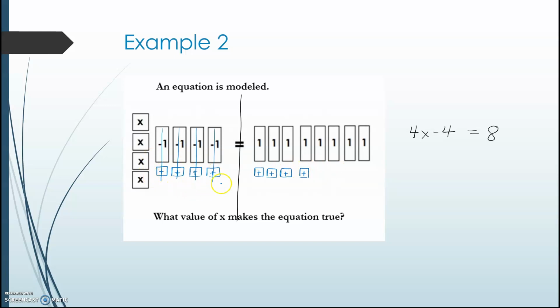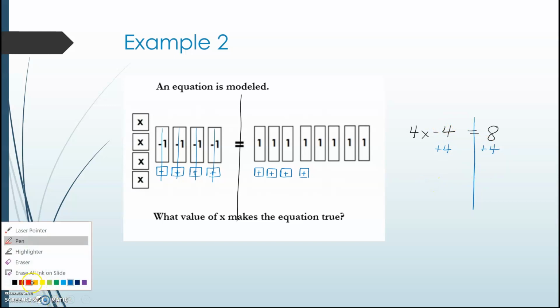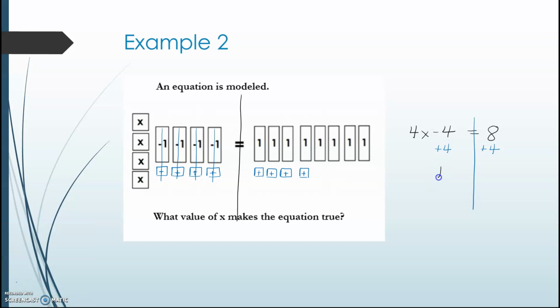Okay, so by creating 0 pairs, I added 4 on the left, which is the opposite of subtracting 4, right? So I added 4 on the right as well. Now I have 4x on the left equals, and I have 8 plus 4, which is 12.